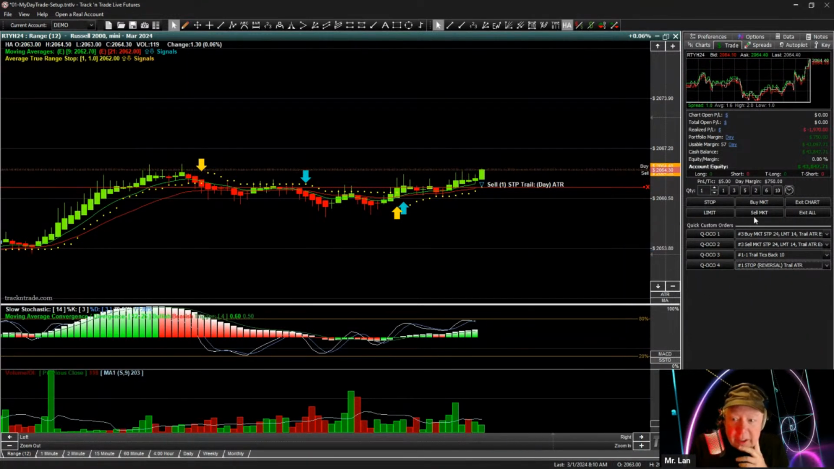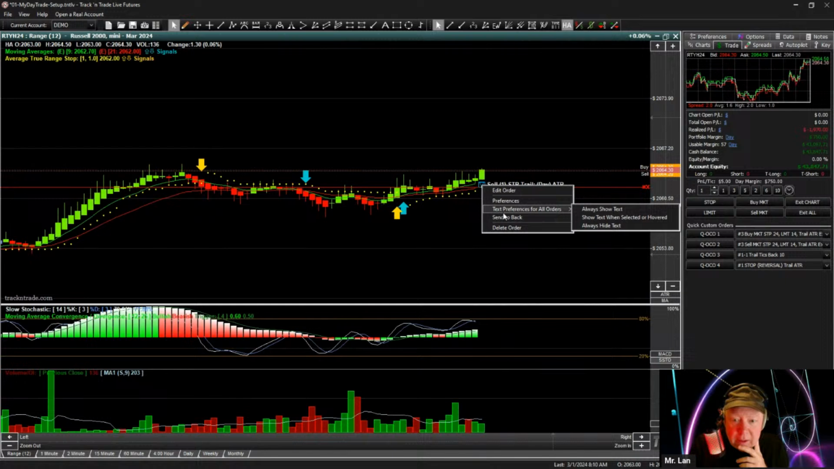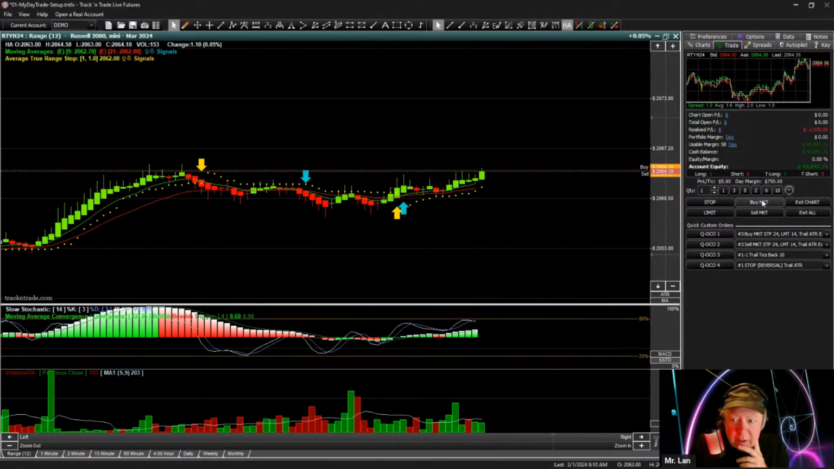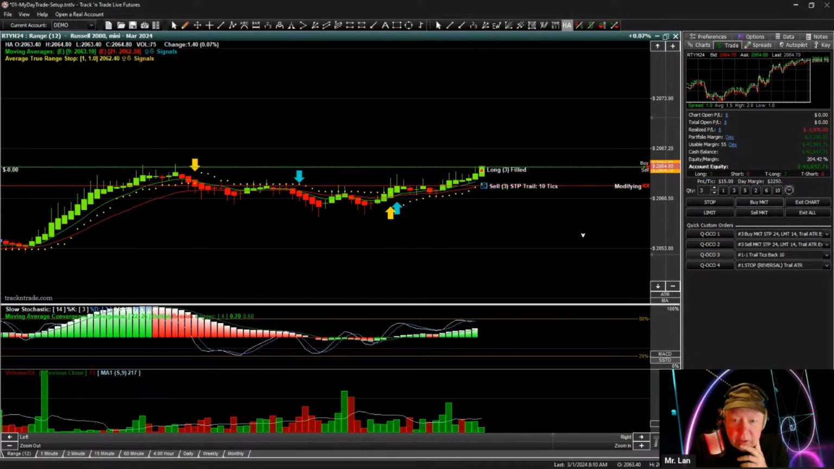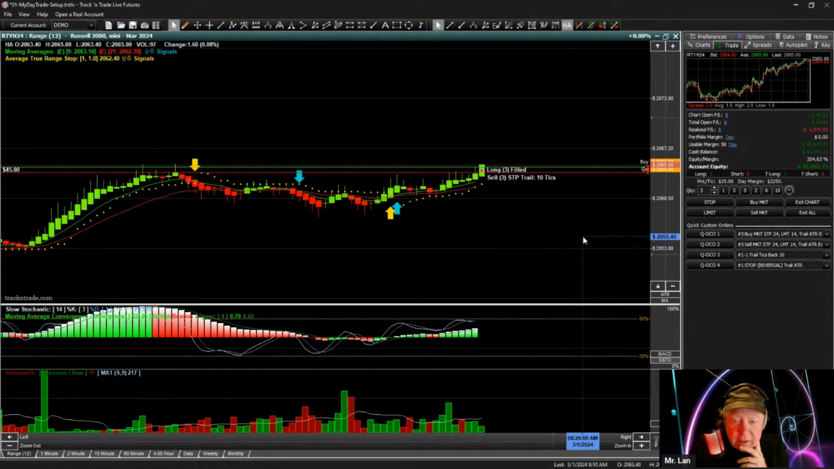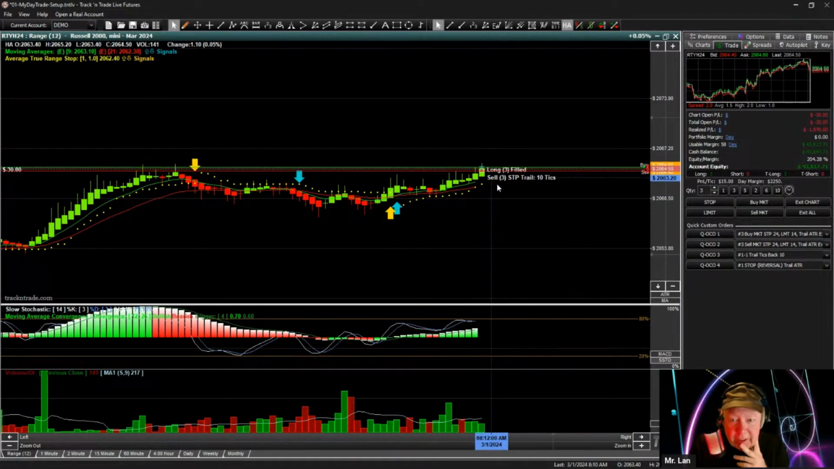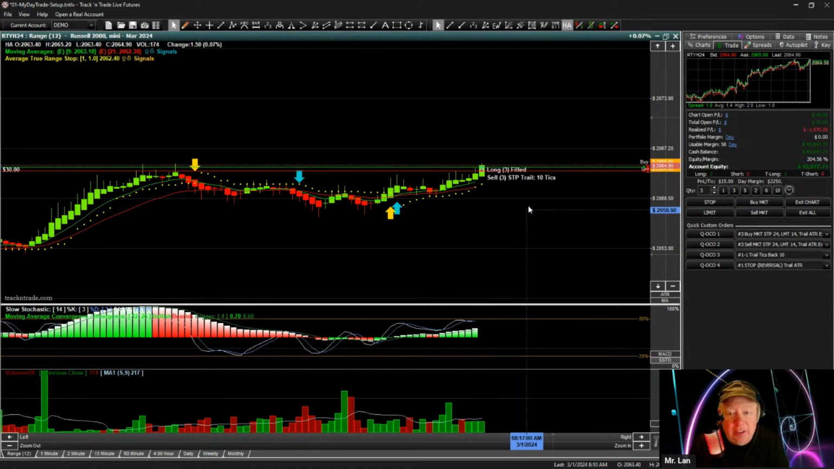Now what happens is if we get into the market, let's say we get in with 3 contracts. And then we're going to just trail 10 ticks back. Now the problem with that is it's not going to just trail to break even. It's just going to keep trailing 10 ticks back. We want it to stop at break even.